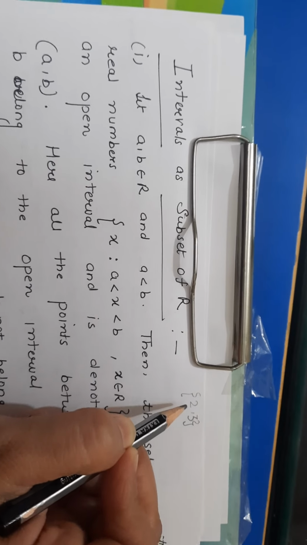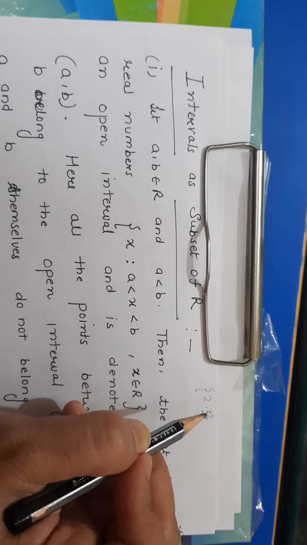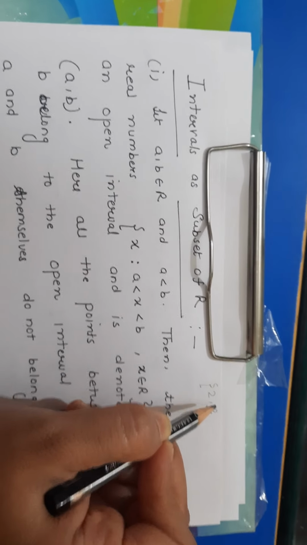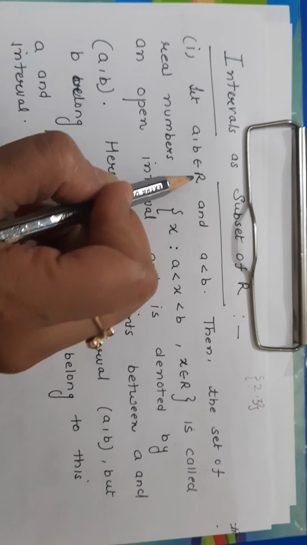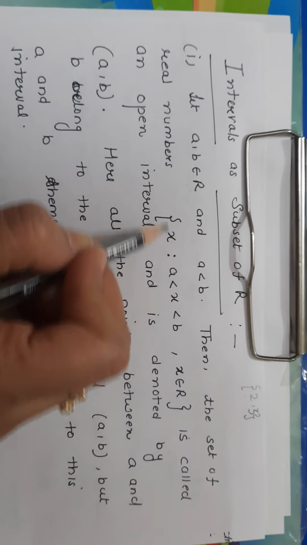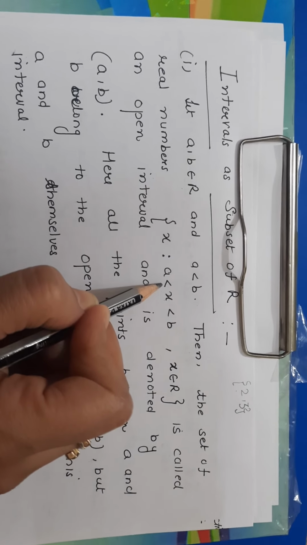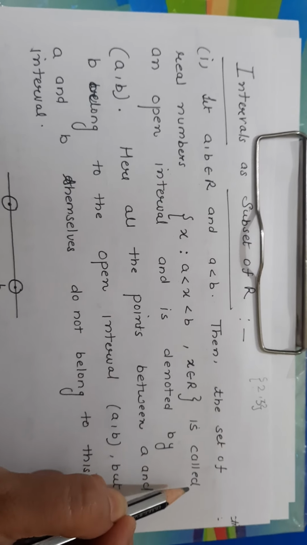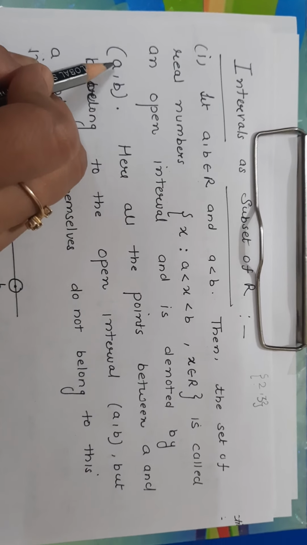In roster form, I have written the integer 2 and then the integer 3. But if we have to write all the real numbers between 2 and 3, we cannot write them in the roster form, right? So just look here. Let A and B be any two real numbers and A is less than B. Then the set of all real numbers, this is your set builder form, the set of those x such that x is greater than A and less than B and x belongs to real, is called an open interval and is denoted by the open interval (A, B).